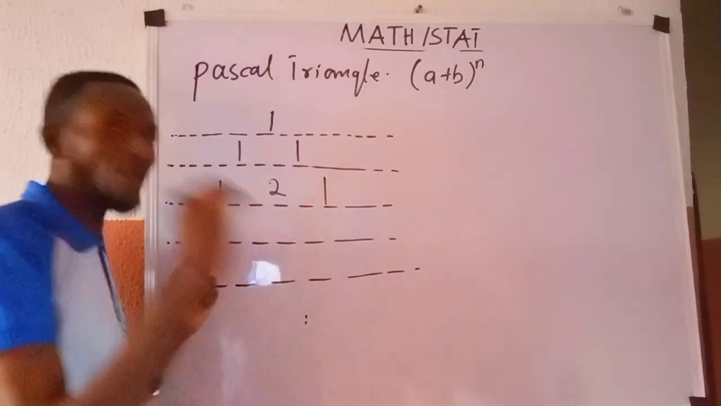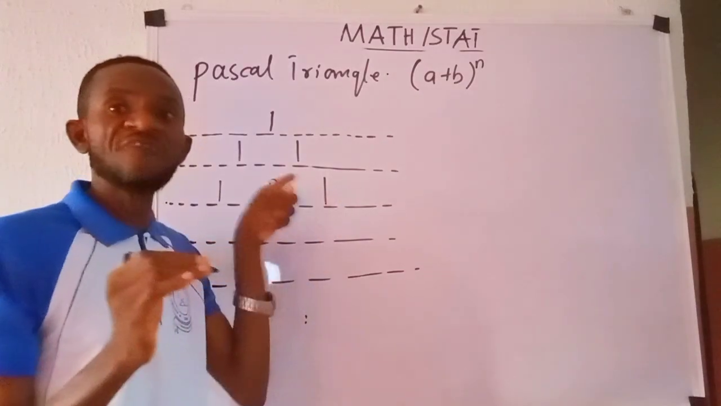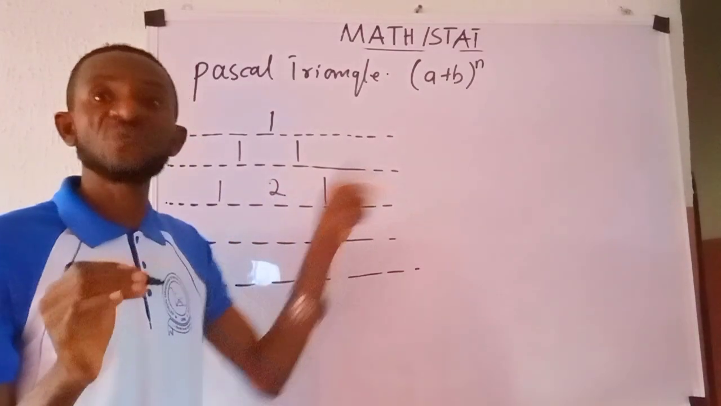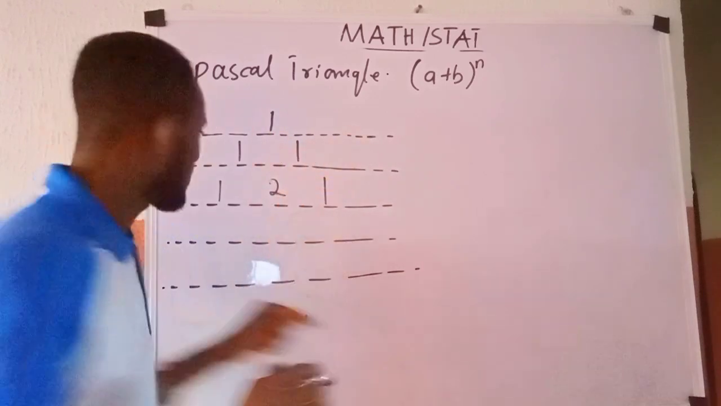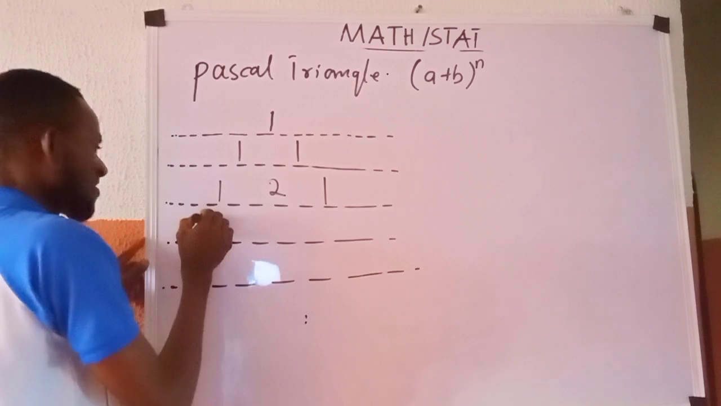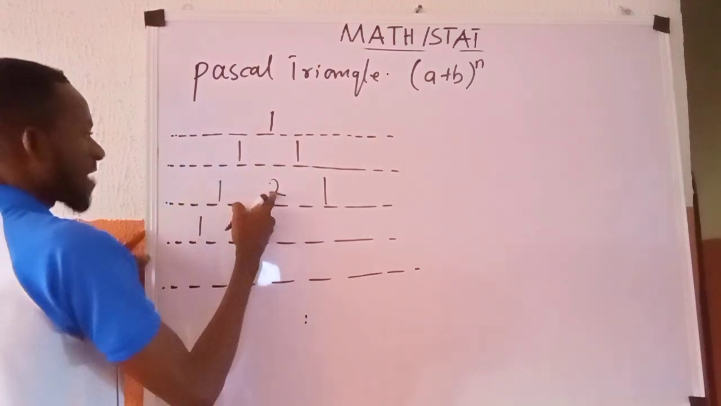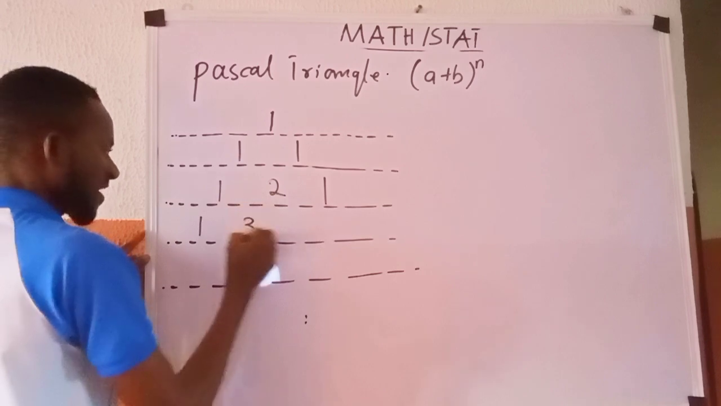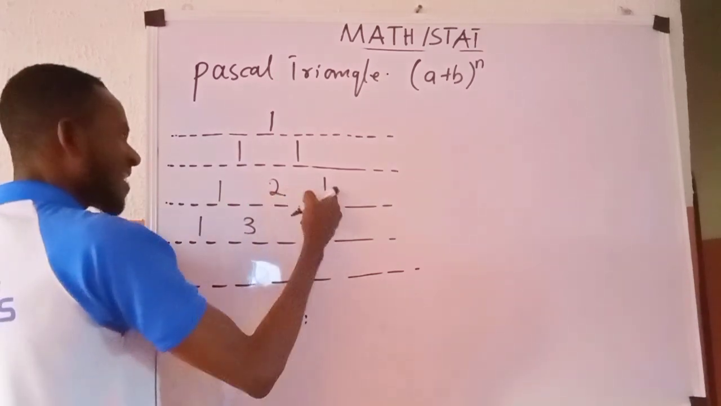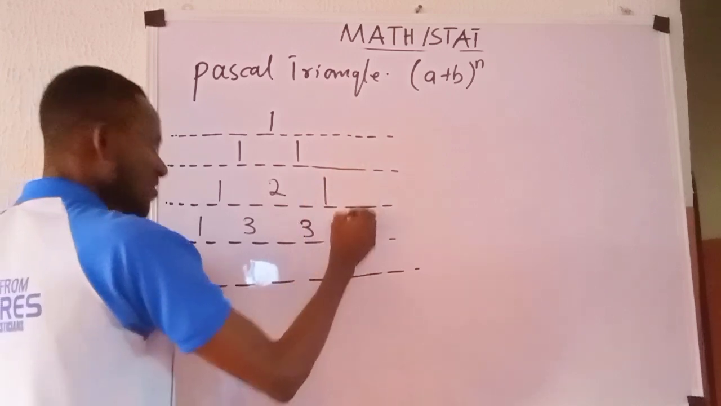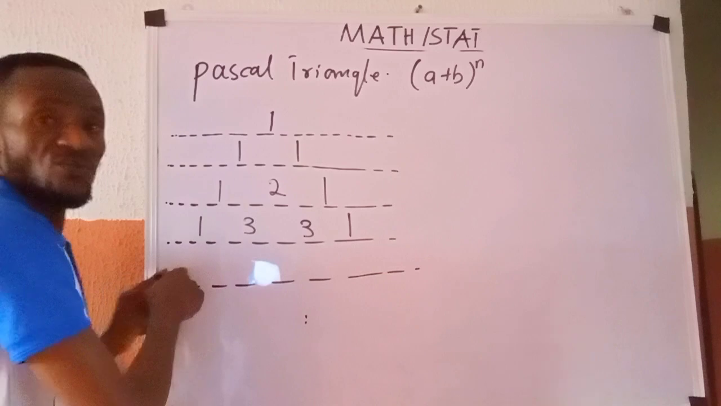1. It is also important to note that the row of any Pascal triangle equally ends with what? 1. So it begins with 1 and ends with what? 1. Then you now come down to this row, it equally begins with what? With 1. Then you now say 1 plus 2 is what? 3. 2 plus 1 is what? 3. You have added this to this, so you bring down 1 here equally. You write 1 here.